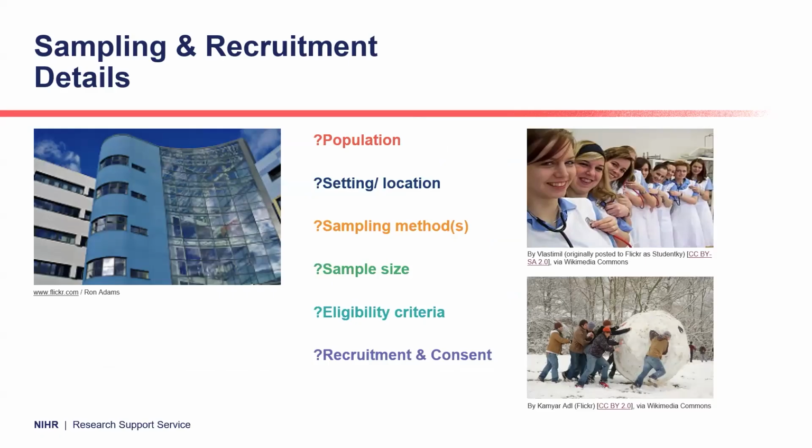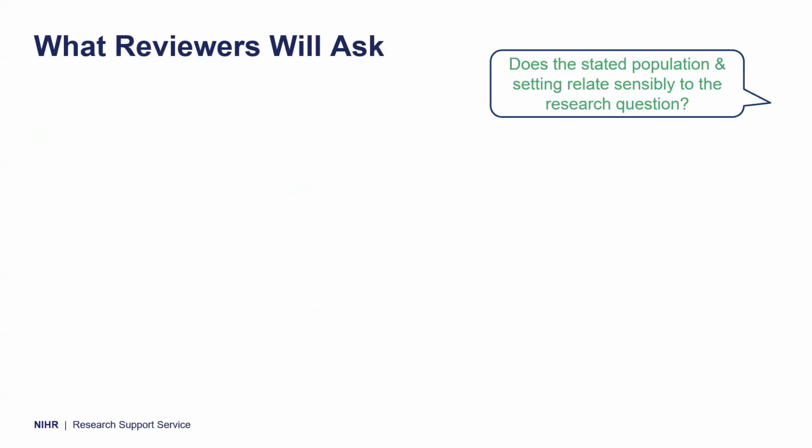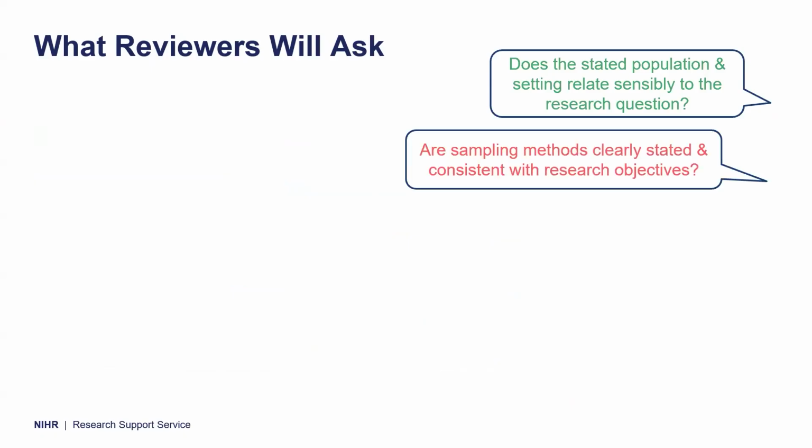So, sampling and recruitment. This is things like population, setting, sampling method, sample size, eligibility criteria, recruitment and consent. So what sorts of things will reviewers ask? Well, they're going to ask things like, does the stated population and setting relate sensibly to the research question? So, obviously, if you want to measure something in adults, you're not going to go to pediatric wards. Are sampling methods clearly stated and consistent with the research objectives?